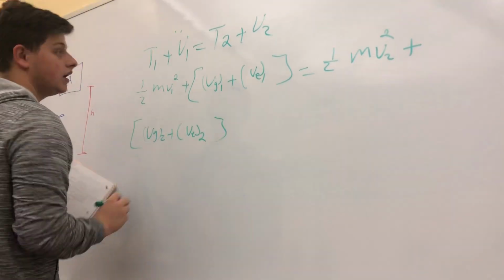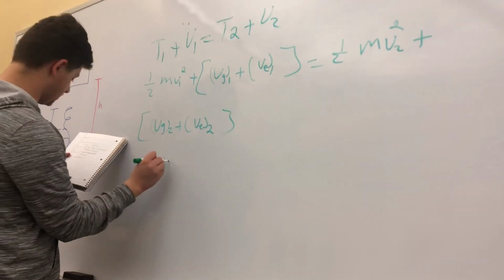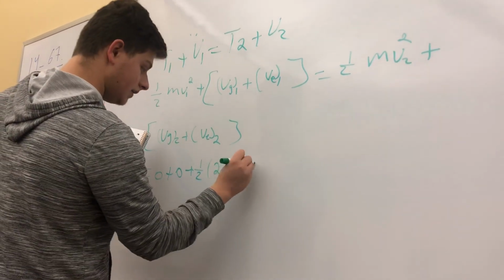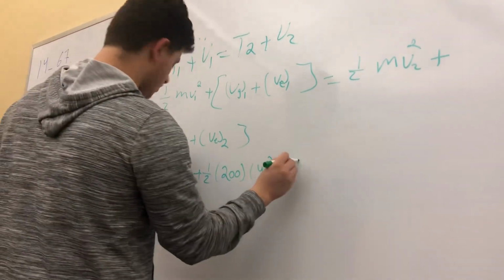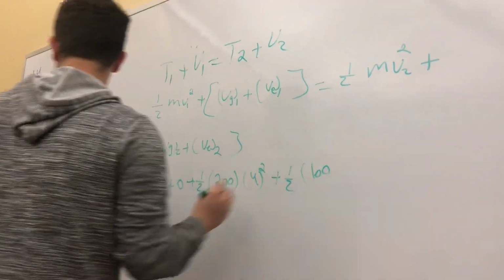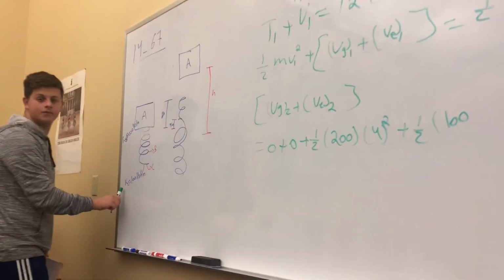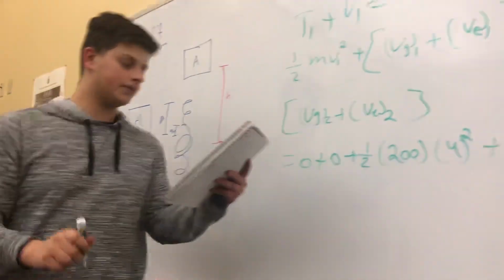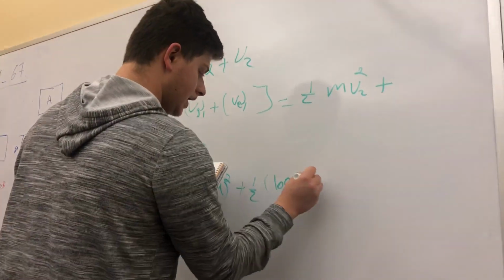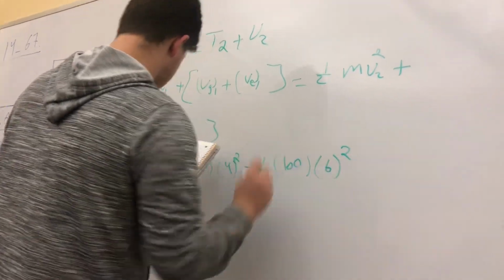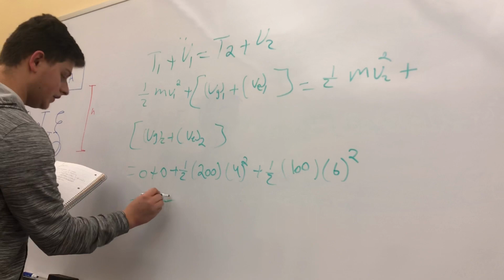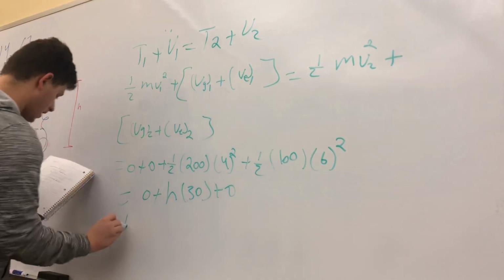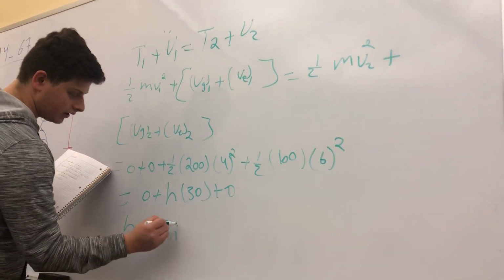Then we will get 0 plus 0 plus 1/2 of 200 times the 4, which is the distance, plus also 1/2 of 100. As shown right here, this is K of C, and this is K of B. We use the 200 and 100 to solve this, and the distance between that is 6 inches, as we said, squared. So our height is going to be 0 if we add all of these together. Height times 30 plus 0. Our height is in inches, and it is 113 inches.